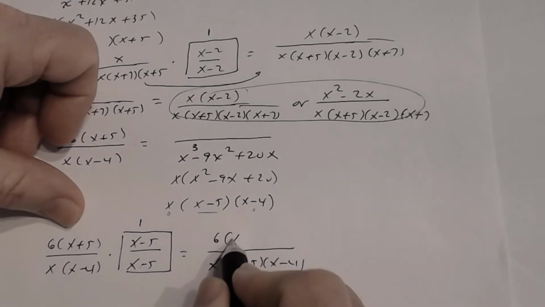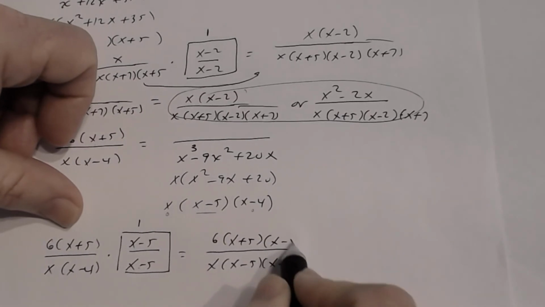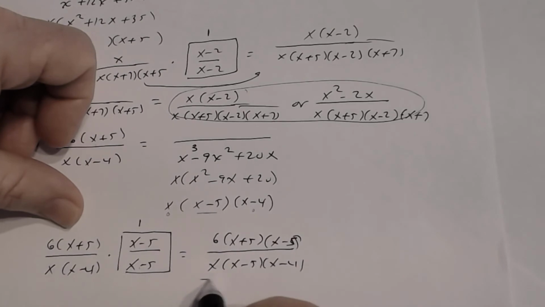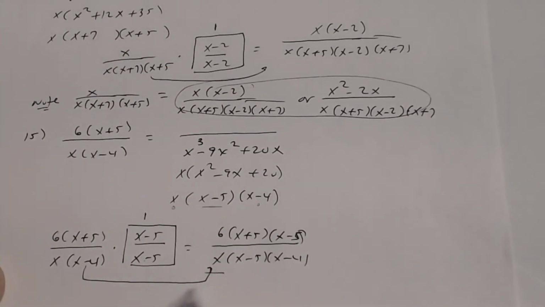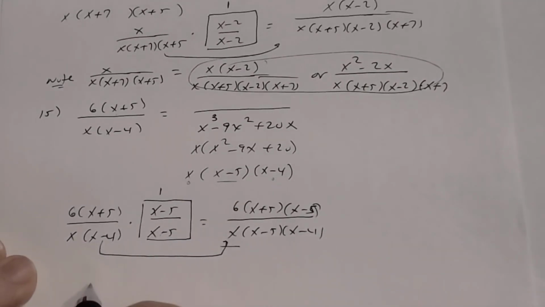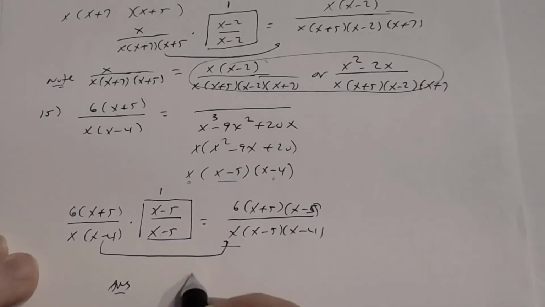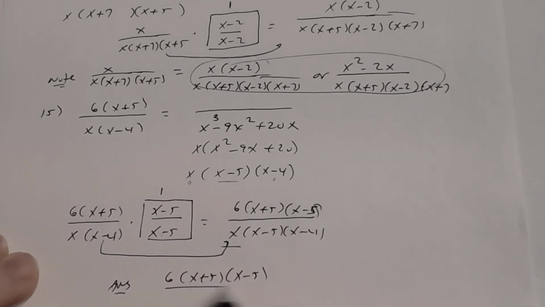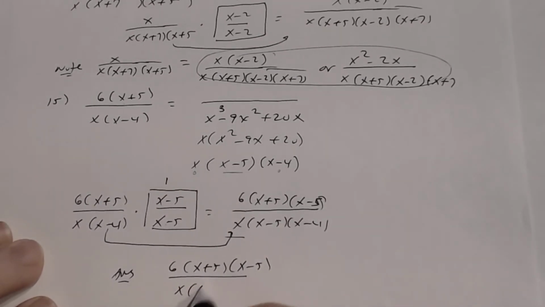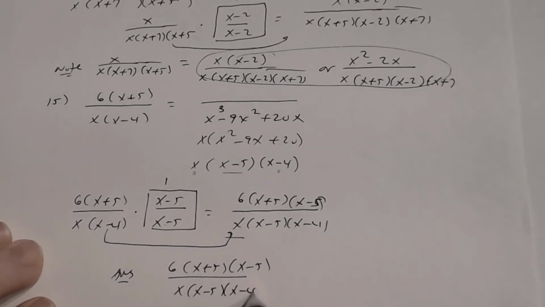I have 6 times x plus 5 times x minus 5 now. All right? And so that would be your answer here. So you found that this is equivalent to this. So the answer would be 6 times x plus 5 times x minus 5 divided by x times x minus 5 times x minus 4.